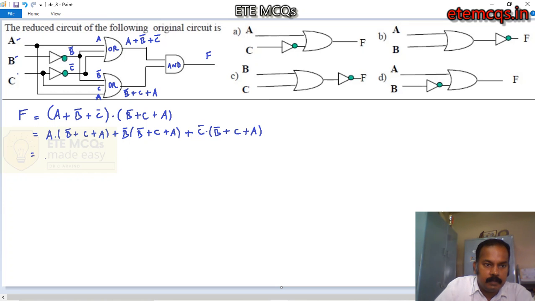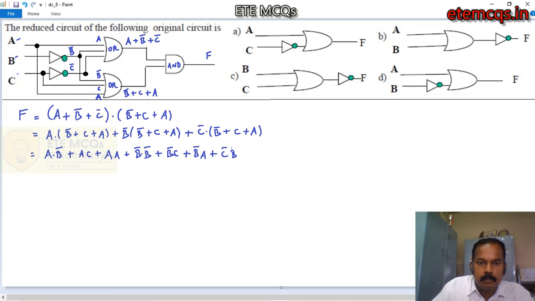Now finally what we will get is A dot B bar Boolean OR A C Boolean OR A dot A, is actually A dot A Boolean OR, here it is B bar dot B bar Boolean OR B bar C Boolean OR B bar A Boolean OR C bar B bar Boolean OR C bar dot C. This is 0. This becomes 0 plus C bar A.